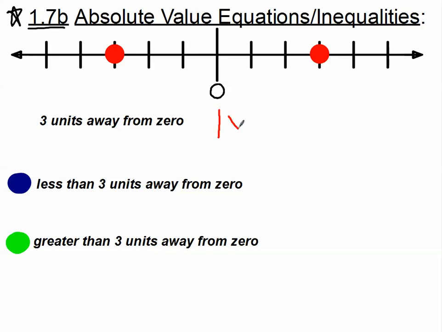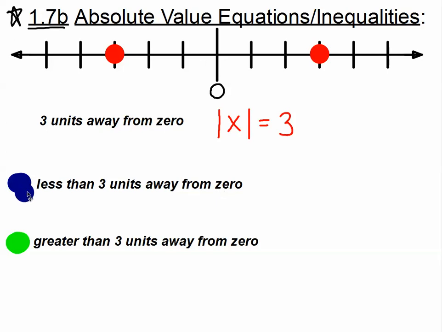If we had the absolute value of x is equal to 3, then our solution set would have two answers, and those would be positive 3 and negative 3, but only those two numbers. What I'd like to look at next is what happens when we're looking for numbers that are less than 3 units away from 0. And that's what I'm going to do in blue.